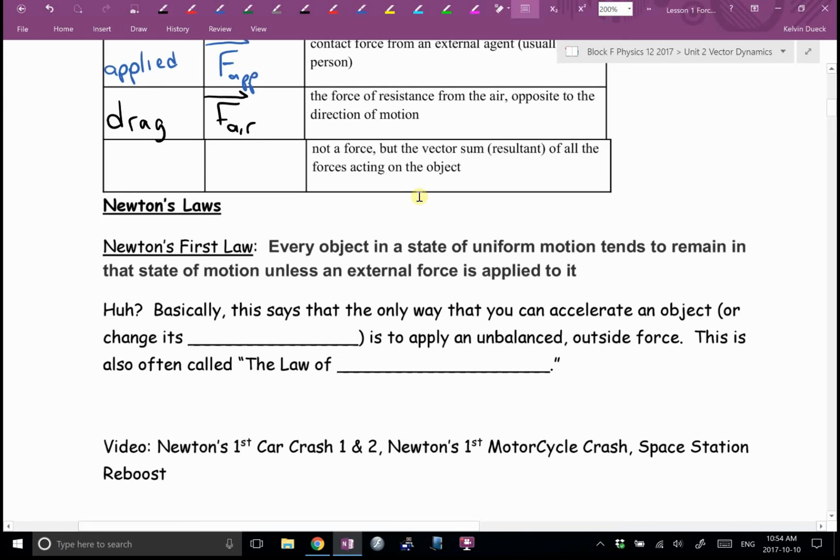The last one wasn't actually a force. It was the name that we gave to the total or the vector sum, the resultant this year, of all of the forces acting on an object. We called it F something, and letter N. Net force. This year, because we're going to be looking at more complicated free body diagrams, that will become more important.